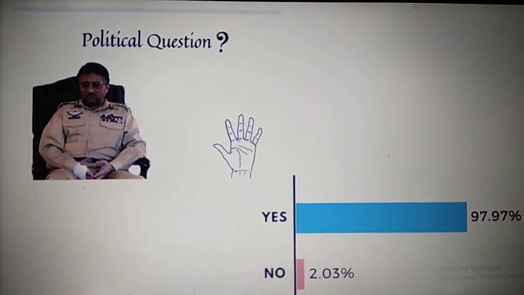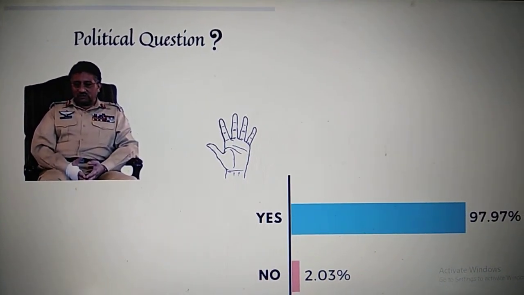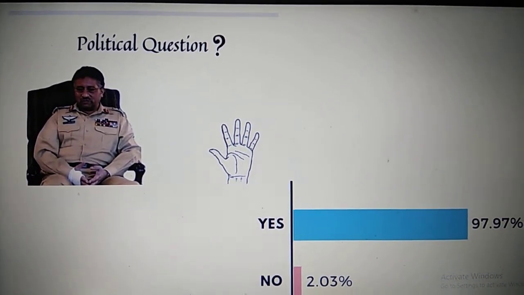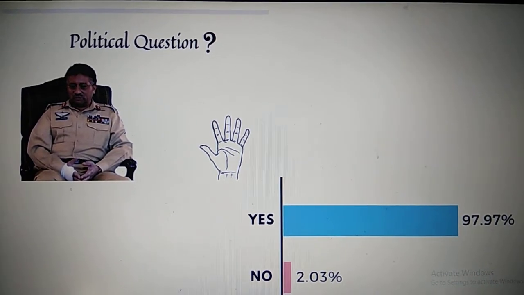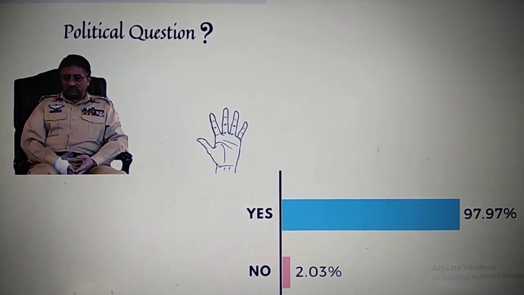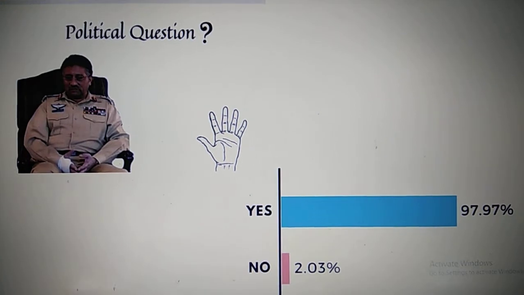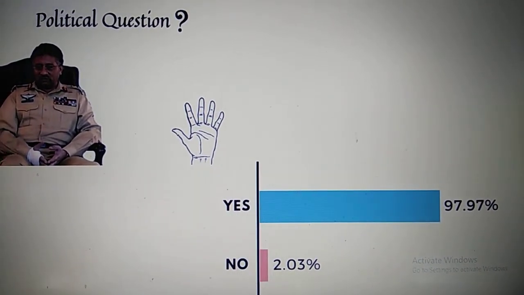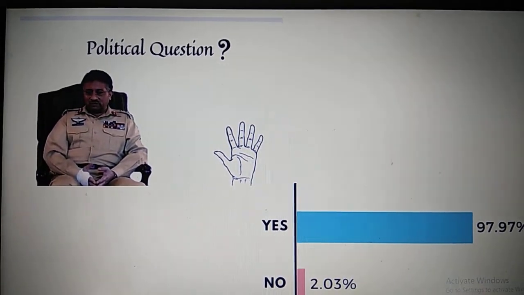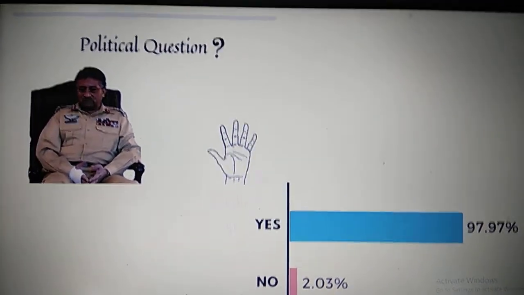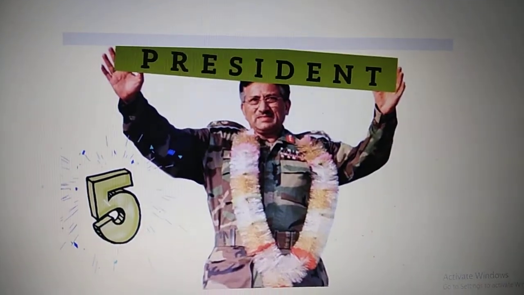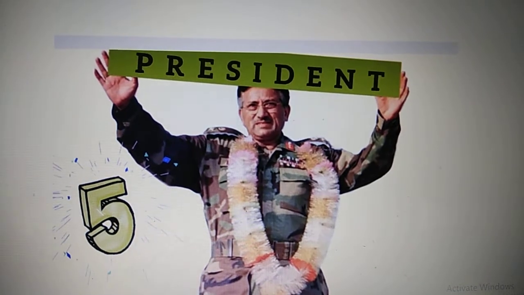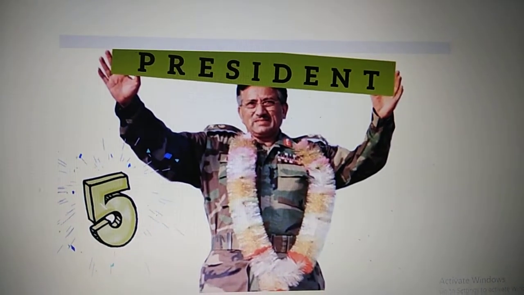What was the political question asked? The question asked was whether General Musharraf could continue as the president of Pakistan for 5 more years. So votes were cast, and then what was the answer they got? Almost 97% of the people wanted him to continue as the president of Pakistan. So children, you see here, he was elected for 5 more years and became the president of Pakistan.